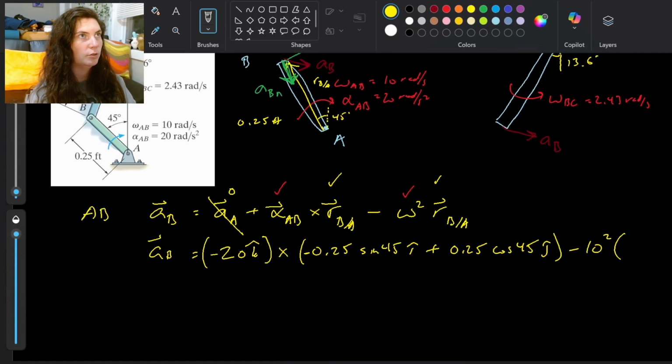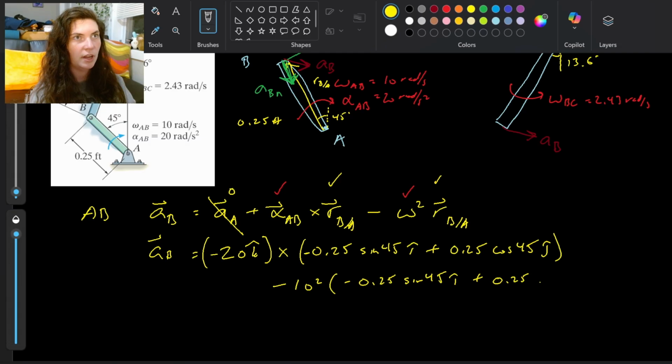and I am absolutely out of room for that. Let me not write that over here. Let's move that over. Minus 10 squared times negative 0.25 sine 45 i hat plus 0.25 cosine 45 j hat.